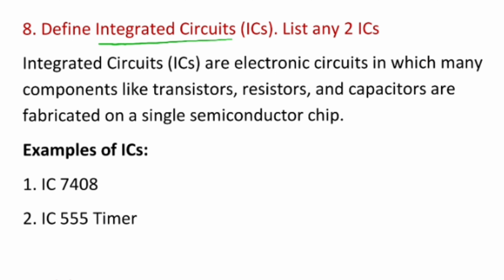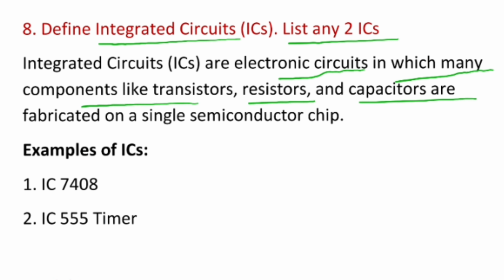Next question, define integrated circuit, which we call an IC, and list any two IC circuits. An integrated circuit is an electronic device which has components like transistors, resistors, and capacitors fabricated on a single semiconductor chip. That we call an integrated circuit. Integrated means a combination of all circuits. As examples, IC 7408 is one, and IC 555 timer is another type of IC.